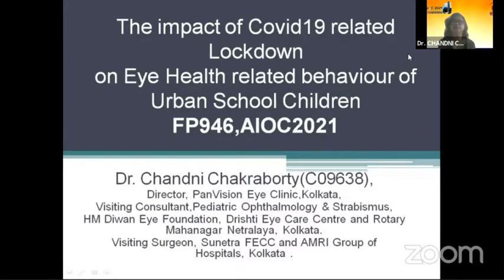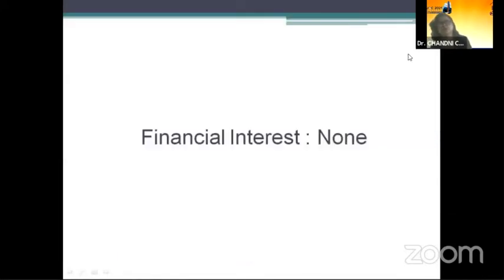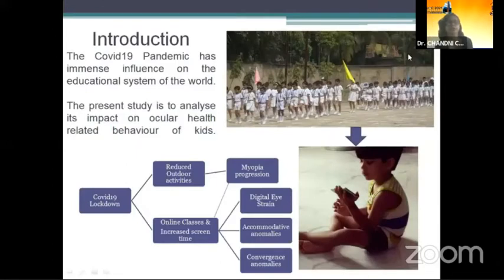Good morning, respected judges and the chairpersons. The COVID-19 pandemic has induced tremendous change in our lifestyles. So my present study is to look into the eye health related behaviors of urban school children during this lockdown. I have no financial interest in this presentation. The COVID-19 pandemic has changed our educational system tremendously, and the present study is to analyze the impact on ocular health related behavior. So the expected sequence of incidences are reduced outdoor activities and increased screen time, causing myopia progression, digital eye strain, accommodative anomalies, and convergence anomalies.